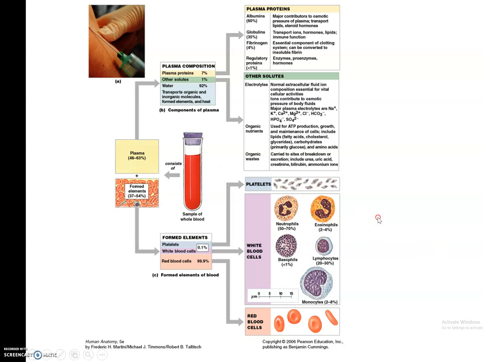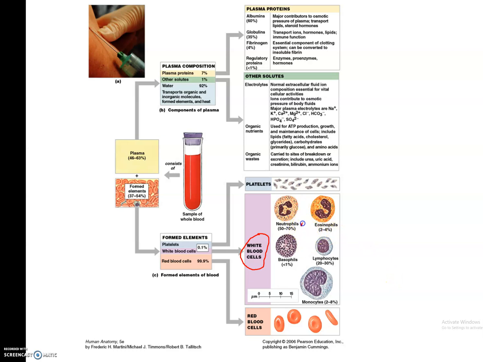The thing is, we didn't take any pictures of those, so I also thought it would be kind of helpful for you guys to just identify the white blood cells from this slide here. So here are the white blood cells, the leukocytes, and you have granular and agranular leukocytes.